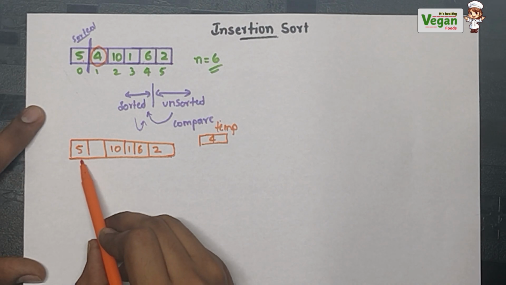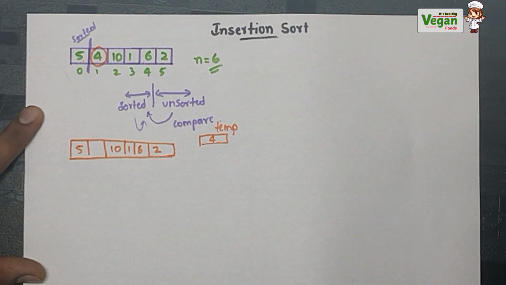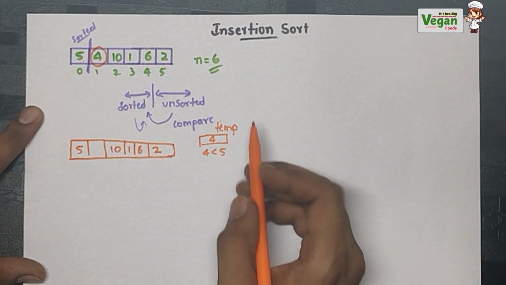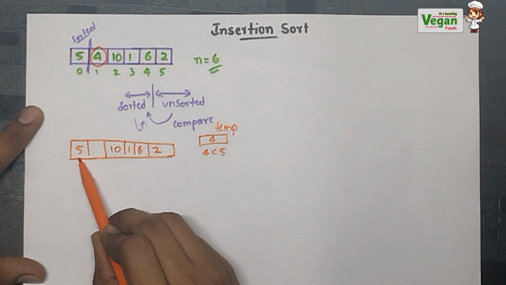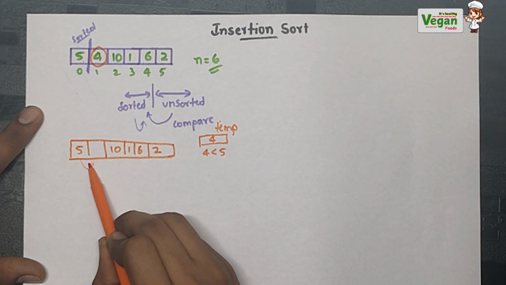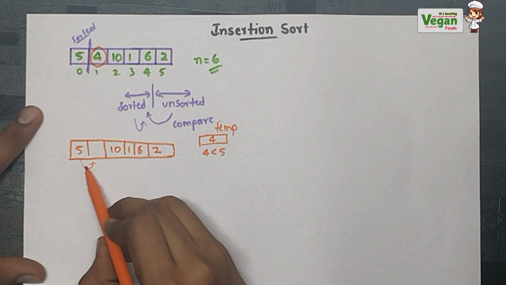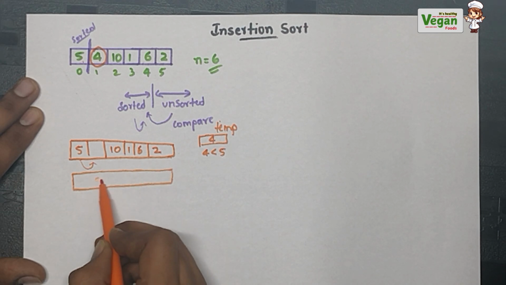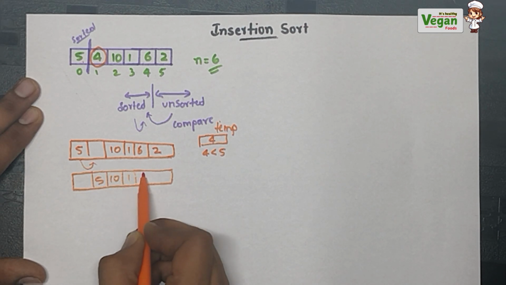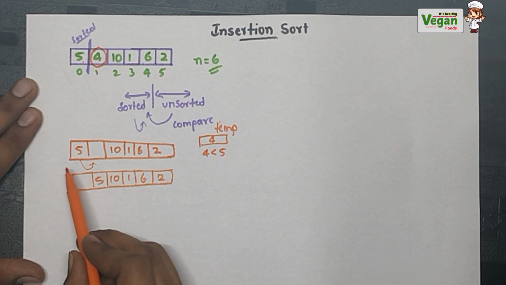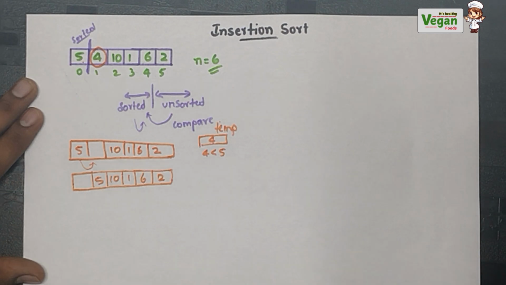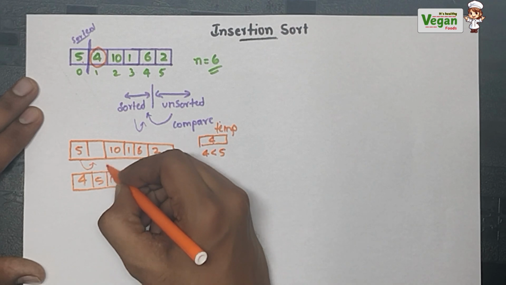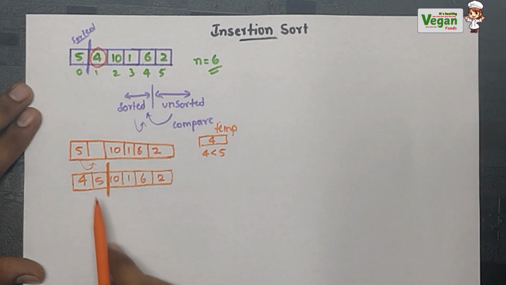So I will compare with the sorted sublist element. That is only one element is there, I will compare with 5. Therefore, 4 is less than 5. So when 4 is less than 5, this sorted sublist element will be shifted one place to the right side. Therefore, what will be the value? 5 will come here, 10, 1, 6, 2. In the sorted sublist there was only one element, another element is not there. Therefore, the only value left is 4. So I will fill the 4 right here. Now my sorted sublist has come up to here: 4 and 5.